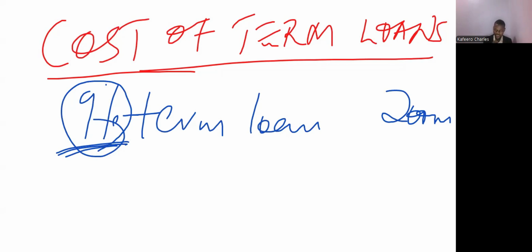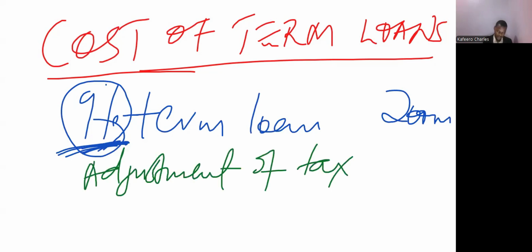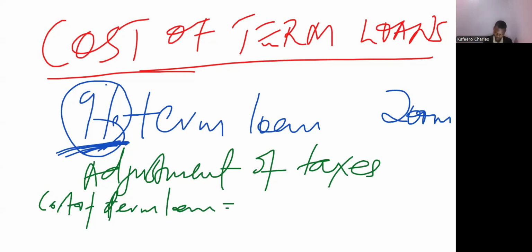However, in the exams, we don't take this 9%. Most of the times, we don't take it as it is, because we have to do what we call an adjustment of taxes. We adjust the tax. So the cost of debt, let me call it term loan, because it's also debt, is always that fixed rate that they have given you, we call it KD, times 1 minus the tax rate.